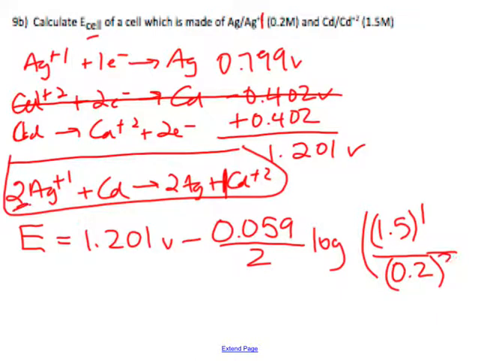I square it. So before we even do it, let's do a prediction. We have a log of a number. This is obviously greater than 1. So that's what value? Positive. So we're subtracting off this whole number. So we should have a decreased voltage.